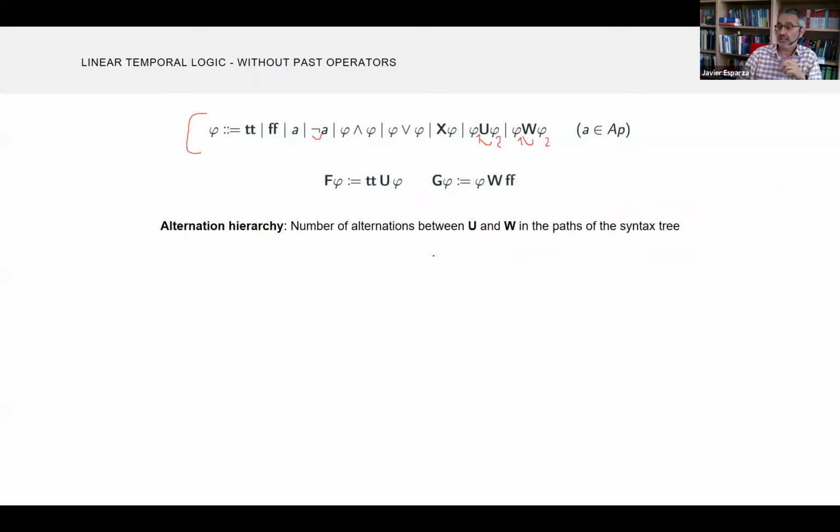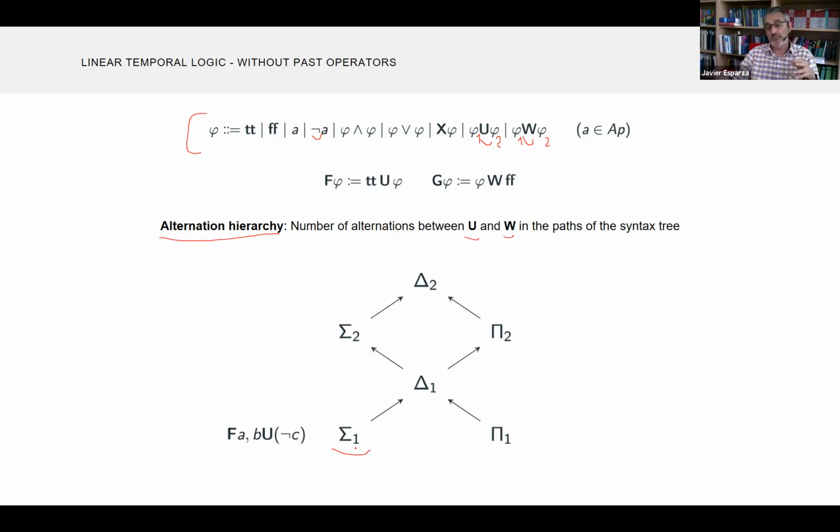And so with this syntax, you can define the alternation hierarchy. In order to see which is the level of a formula in this alternation hierarchy, you count the number of alternations between strong untils and weak untils in the paths of the syntax tree. And this gives you a hierarchy whose first levels are like this. The notation is borrowed from the usual notation for the polynomial time hierarchy. So for example, this class Sigma 1 means that you see essentially 0 alternations and you only see until operators. So here you only see untils, okay? You can see many untils nested, but you will not see any alternation between until and weak until. Pi 1 is the other class, but with weak until instead of strong until.